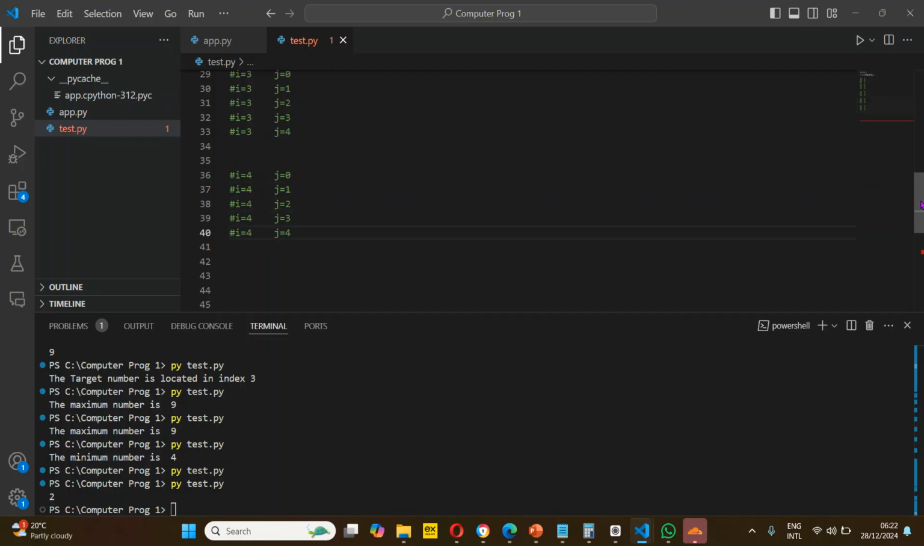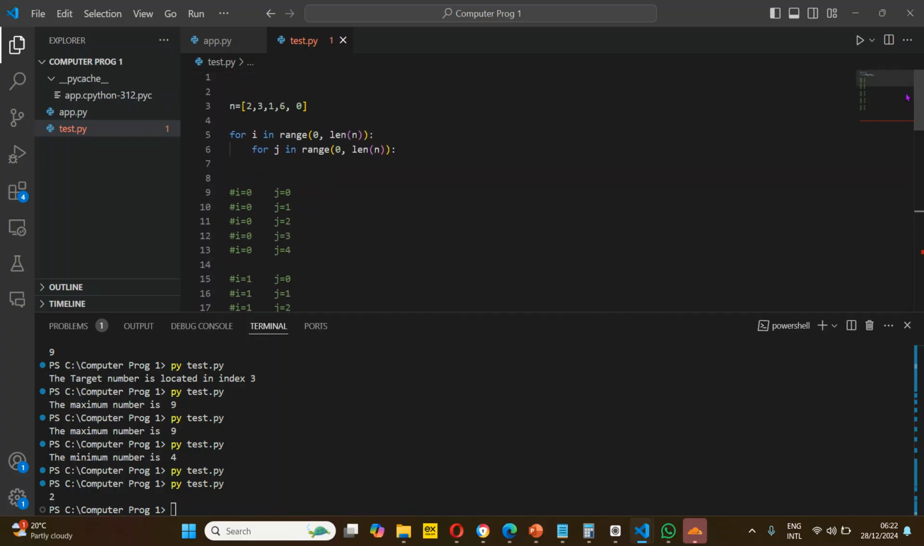So you can see why it's quadratic, because n times n. So in here we have a total of 5 times 5 iterations.